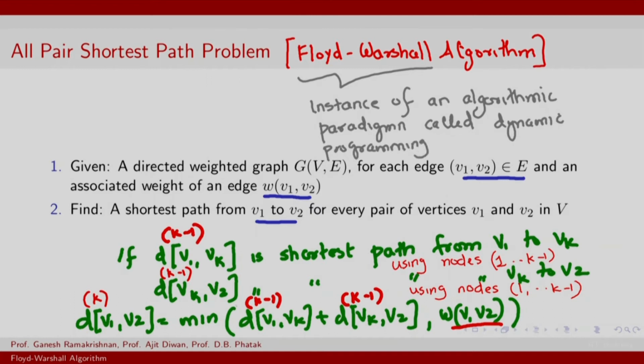What is dynamic programming here? Well, we are actually solving larger problems in terms of smaller problems. So we keep track of distances using up to k minus 1 nodes and use that to keep track of distances up to k nodes, and this goes on. A substructure gives you solution to the superstructure.